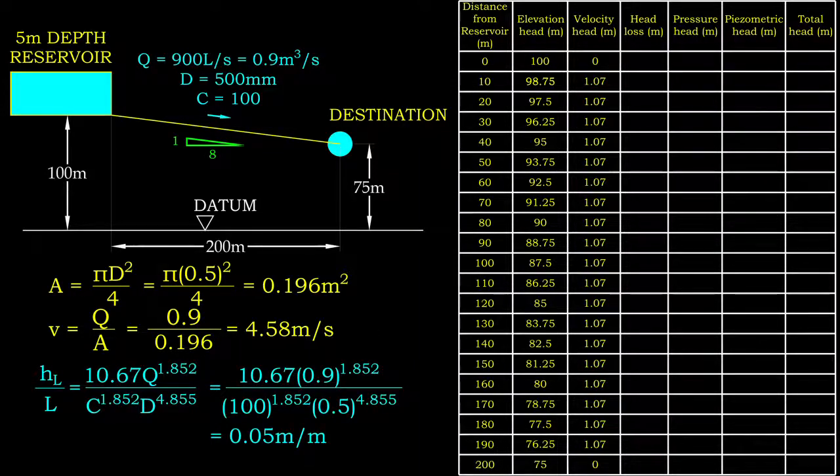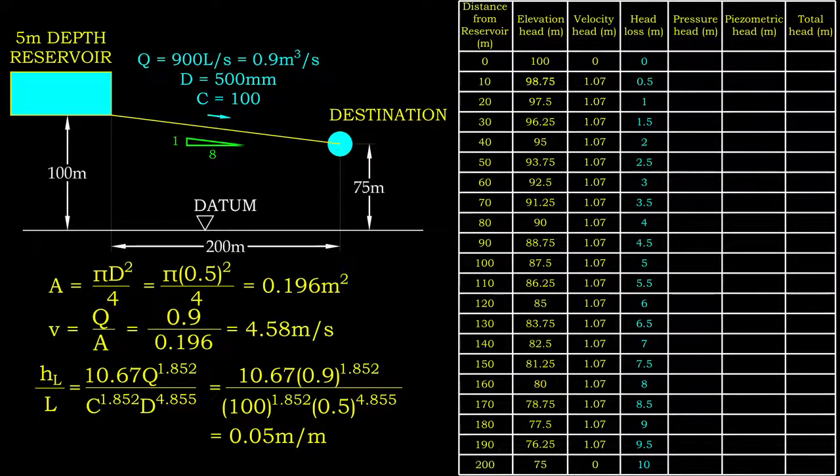Next, we proceed with the calculation of head loss. Using Hazen-Williams head loss equation, the head loss gradient of 0.05 meter per meter flow length is obtained. By multiplying the distance in pipe between the points and reservoir, we obtain the cumulative head loss up until those points. The pressure head at the reservoir is taken as 5 meter. Therefore, total head without considering losses for all these points should be 105 meter.